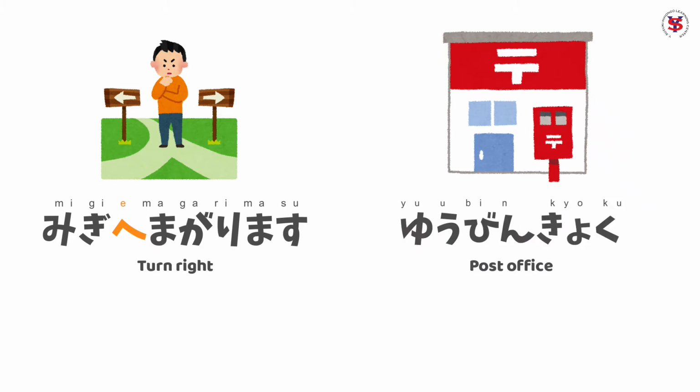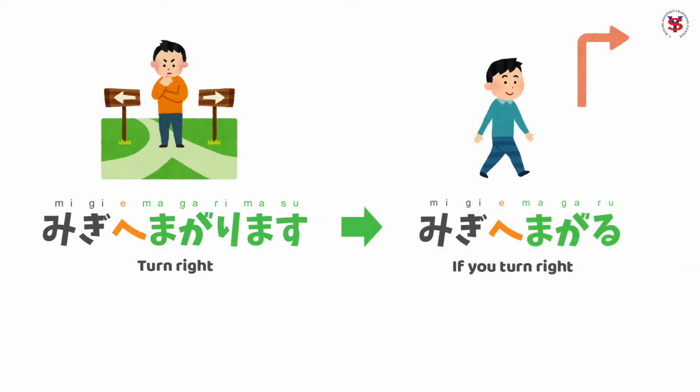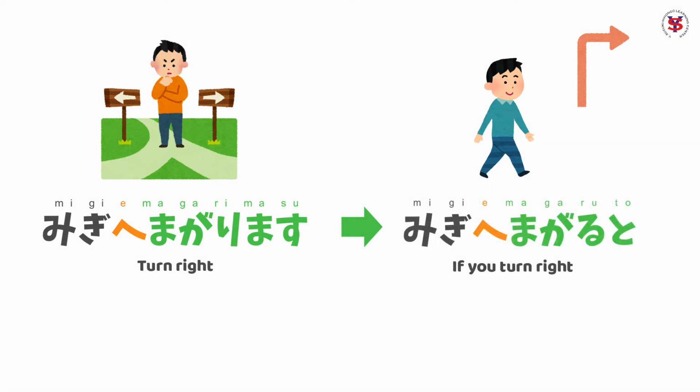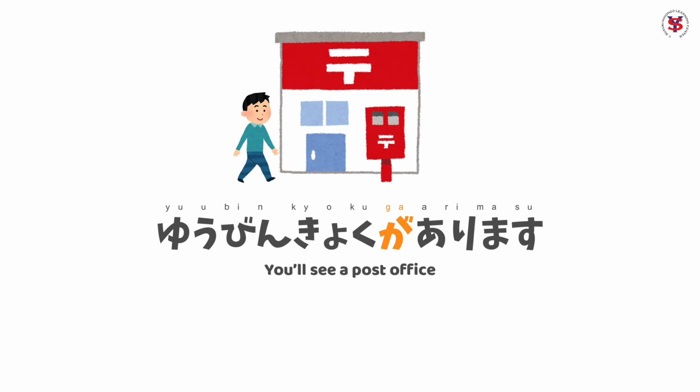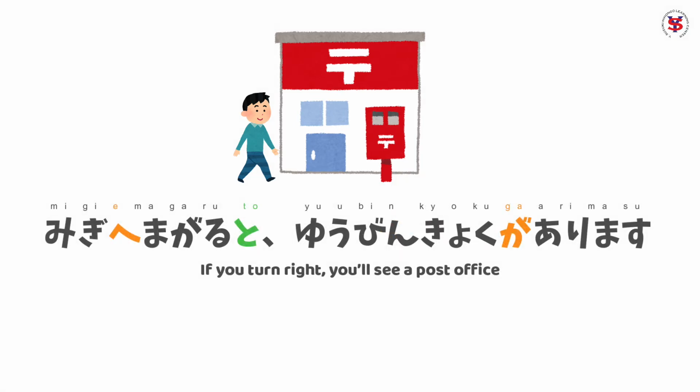So sundan natin ang pattern. Una, gawin muna nating dictionary form ang verb magarimasu. So magiging magaru. Next step is idudugtong natin ang to para maging conditional. So we have migi e magaru to. Sunod naman, idudugtong natin ang main sentence natin, which is yubin-kyoku ga arimasu. Kumpletuhin natin ang sentence. Migi e magaru to yubin-kyoku ga arimasu.